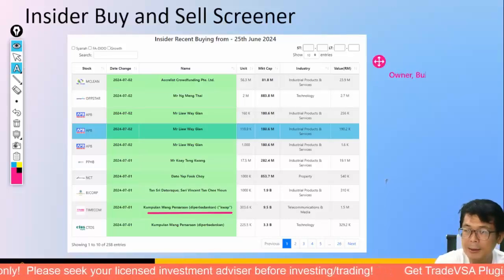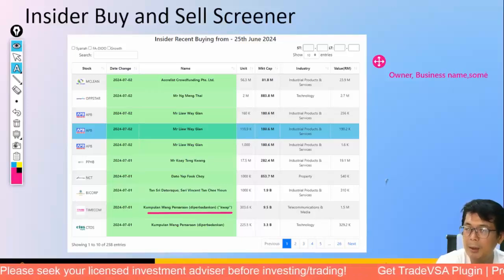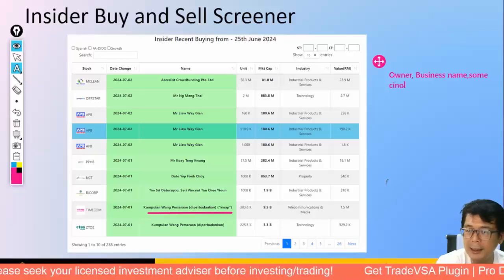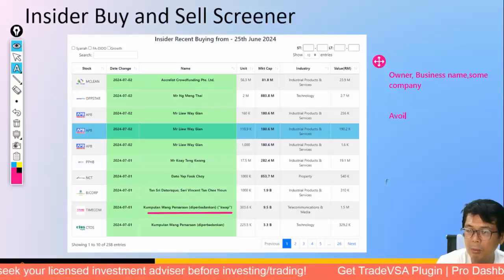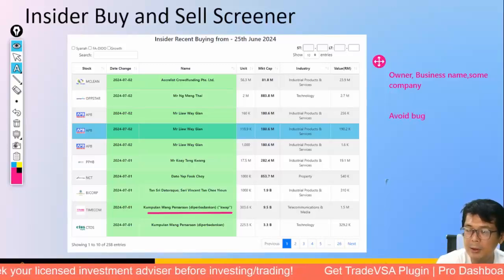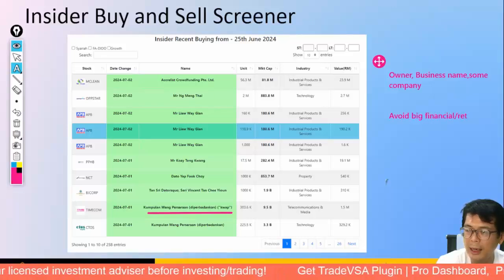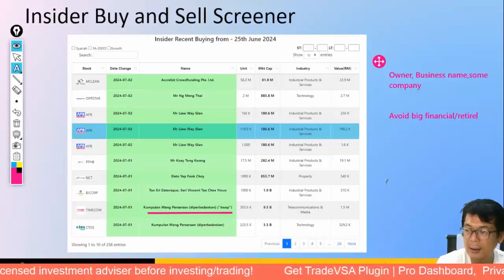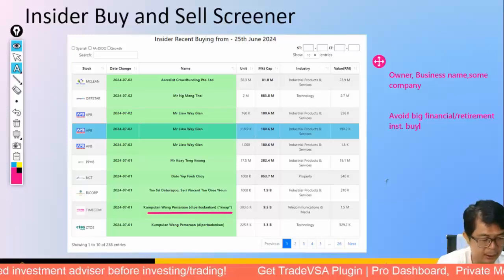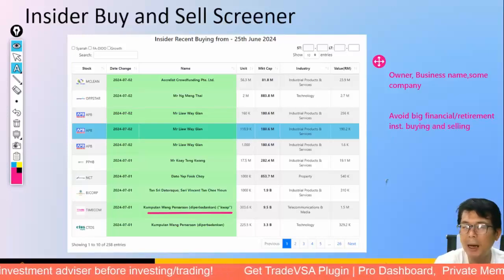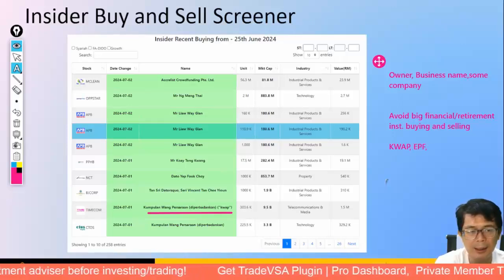Owner or business name, and some company. Those are the things we are looking at. Those are the companies. We want to avoid the big institutions, big financial and retirement institutions, buying and selling, because these are KWAP, EPF, and so on.